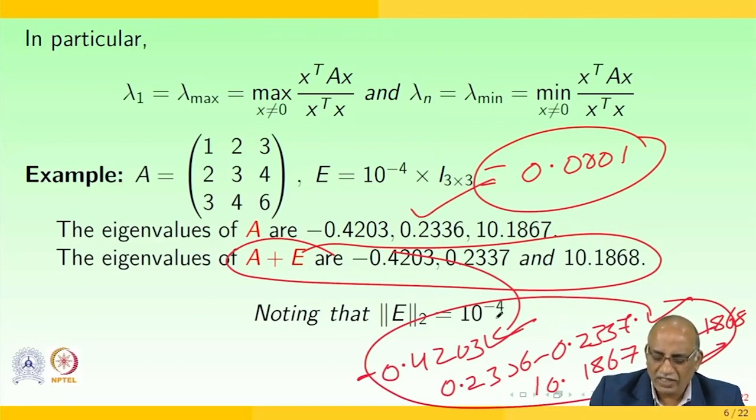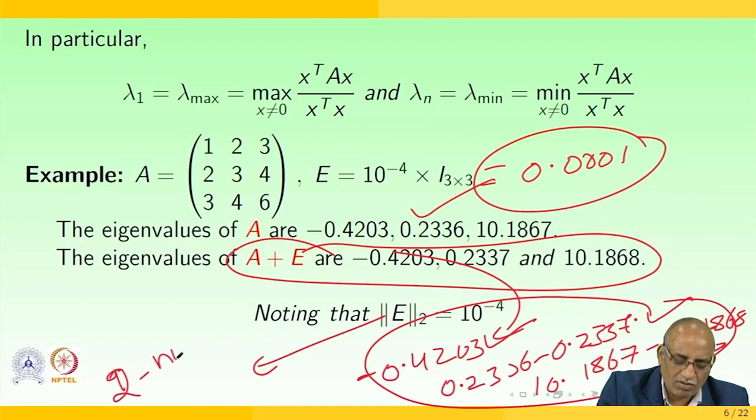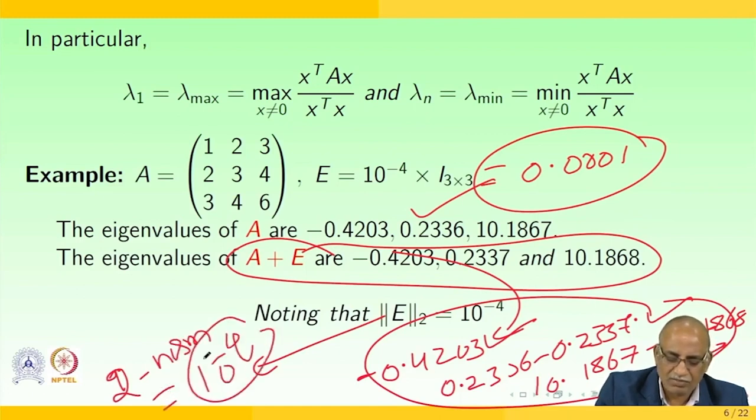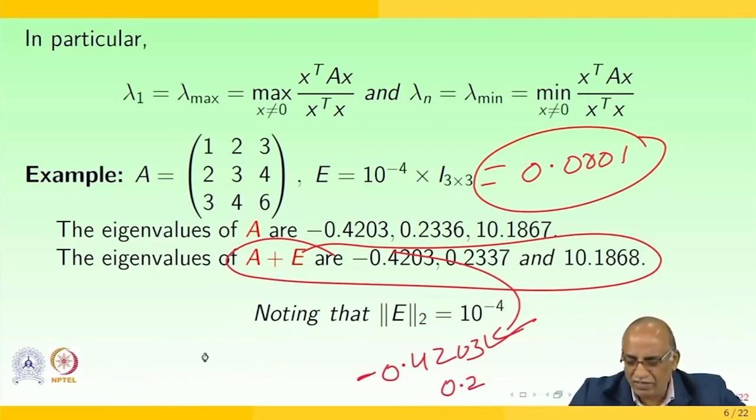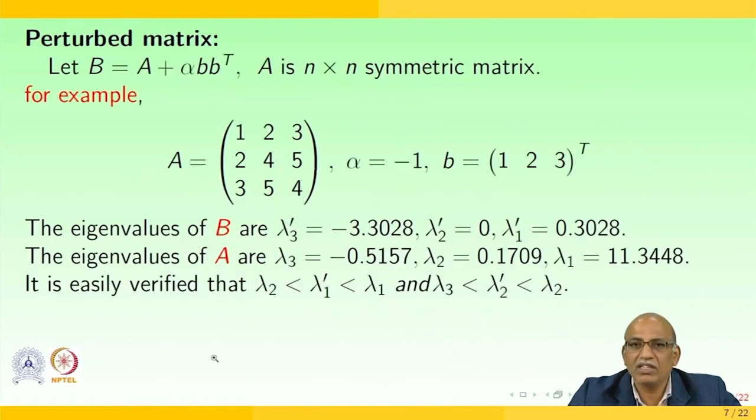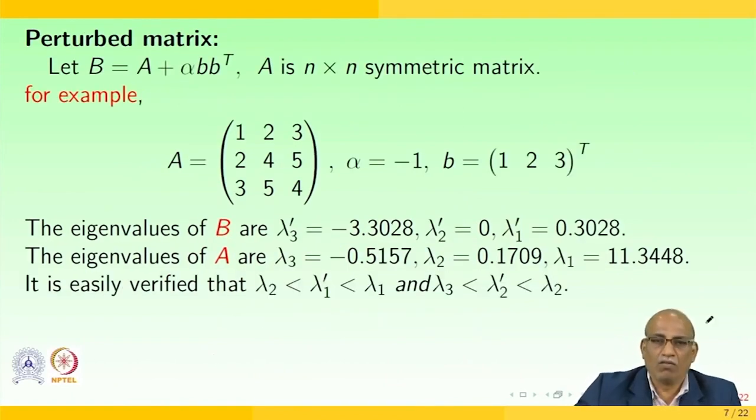So noting that the norm of E, which we call the 2 norm, is nothing but 10 power minus 4. So essentially a small change in the matrix will cause a change in the eigenvalues. Well, so let us see the perturbed matrix.